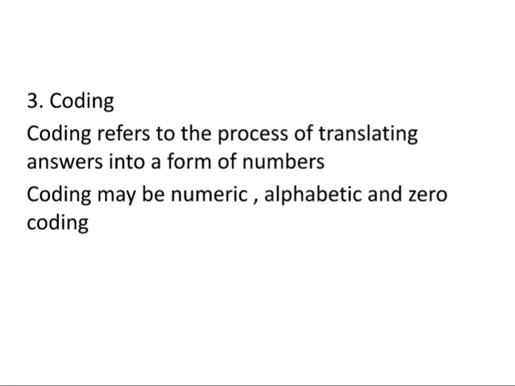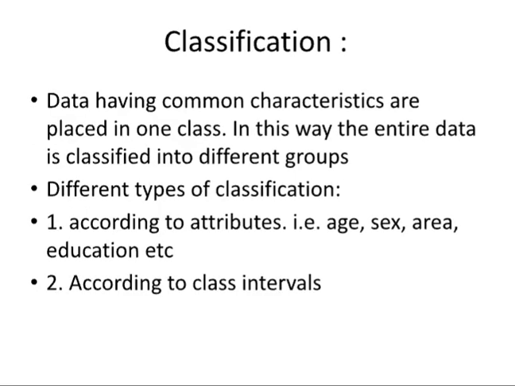These all you can do in a master data sheet or statistical analysis packages. The next one, classification. Coding and classification go together. When you classify the data, you have to categorize them under some headings, which can be related to age, sex, area of education or marital status. So you have your questionnaire, and accordingly you will put them under a classification. Data having common characteristics are placed in one class. In this way, the entire data is classified into different groups.